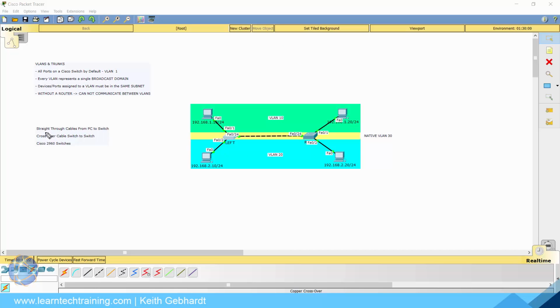Don't forget that I am using a straight-through cable from the PC to the switch on all four computers, okay? Crossover cable from switch to switch, and you can see the ports I am using, and both these switches are 2960 switches. So let's go ahead and begin.